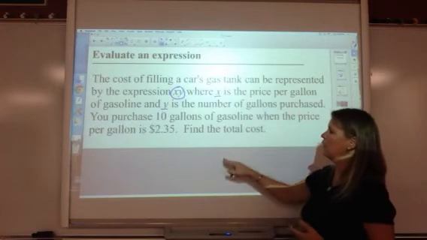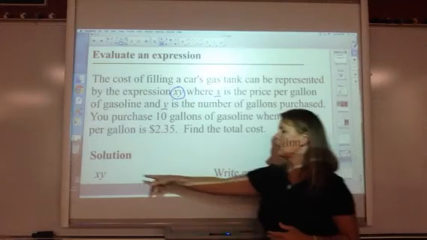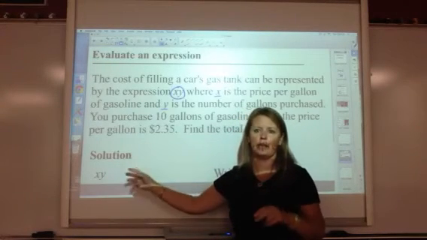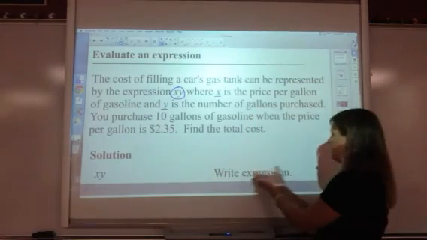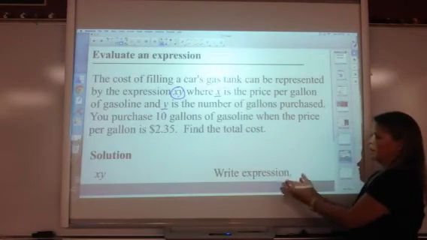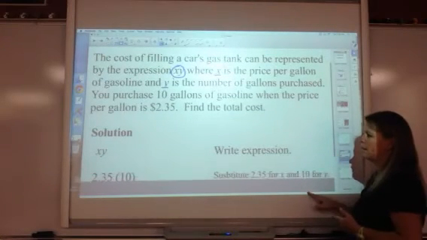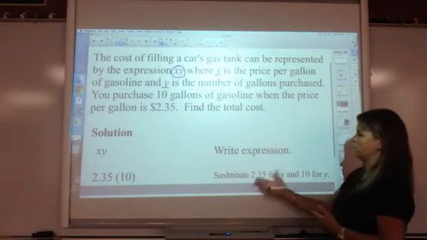What's important out of here? What are you going to write down? XY. You're going to start with XY because they gave you the formula. They gave you the expression. You don't even have to write this down over here. Write expression. But that's what you're going to do every time you see a problem. Next up, substitute in what you know.